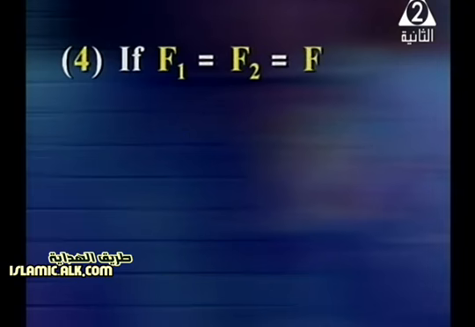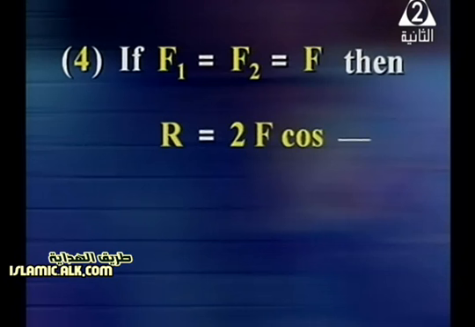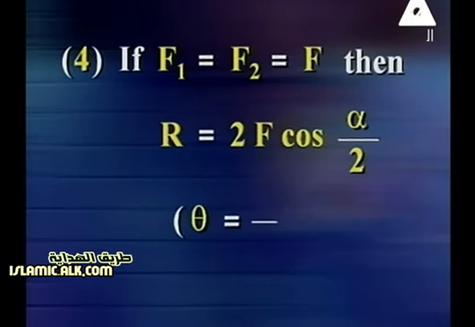Number 4, in a special case, if two forces are equal and each one equals F, what is the resultant? R equals 2F cosine alpha over 2. For example, when two forces act on a body, each one is 5 Newton, then the resultant in this case equals 2F cosine alpha over 2, and what is alpha? Yes, the angle between F1 and F2. In this case, theta equals alpha over 2. What is the meaning of theta? The angle between R and F1.